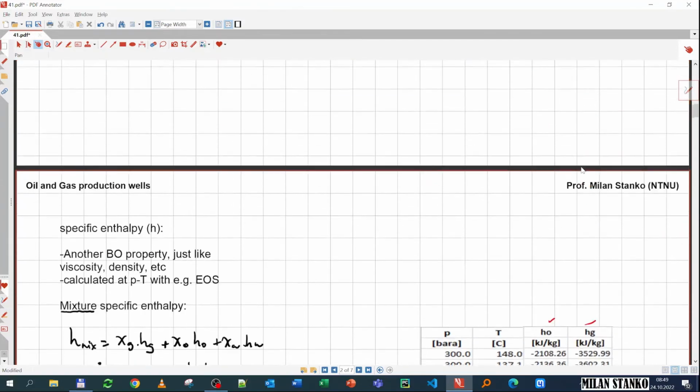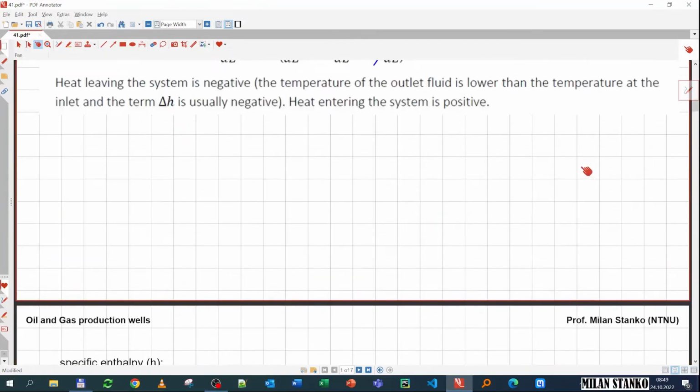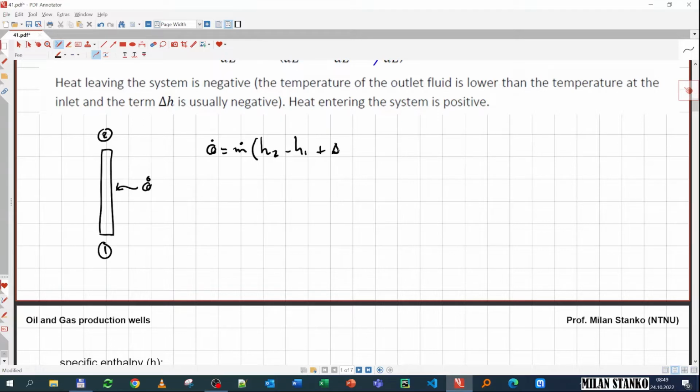So, going back to our segment of tubing, to see how we do our calculations. We have our segment of tubing that we have discretized into different parts, which has to be small enough. Points 1, 2, and then we have some Q here. Then we can say that Q is equal to the mass flow times H2 minus H1, plus delta Z times G, where delta Z is Z2 minus Z1, the difference in height.